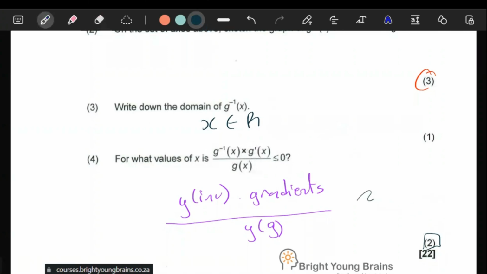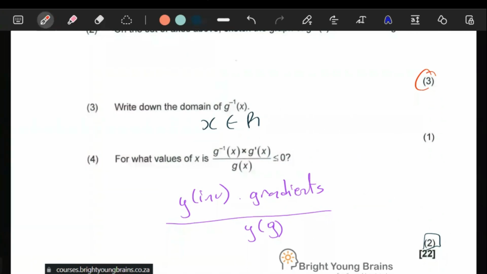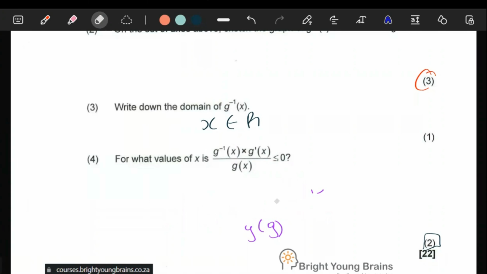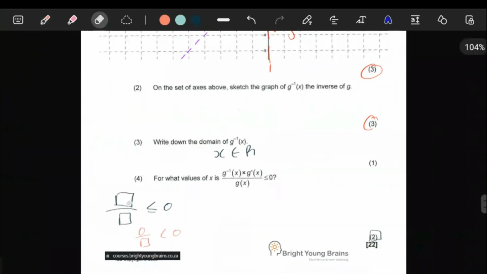This is more like a wildcard question, in my opinion. I think it's just out of 2, because they didn't want people to lose too many marks for one question. So the logic behind this kind of question is, you have to take into account the fact that you have a fraction at the end of the day. The only way a fraction can be smaller or equal to 0 is, firstly, for this fraction to be equal to 0, the top part has to be a 0. So let's work that out first. Where's the top part equal to 0? But you know what? This is a wildcard question.